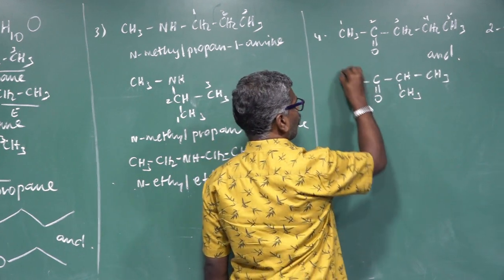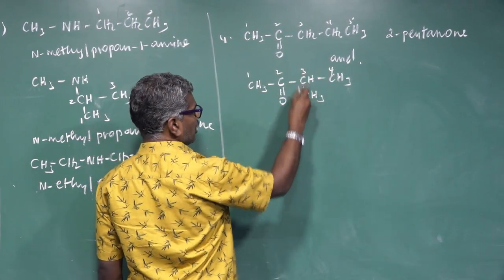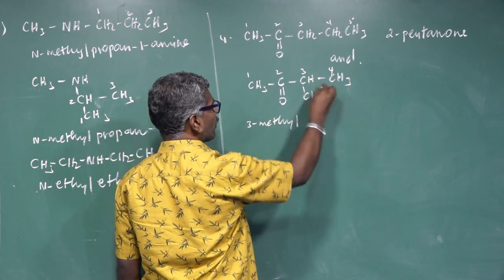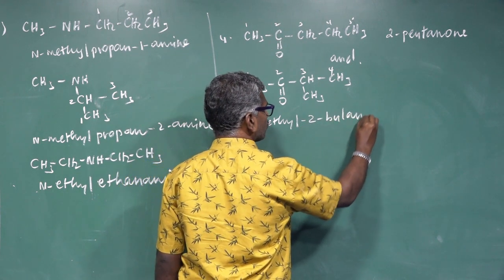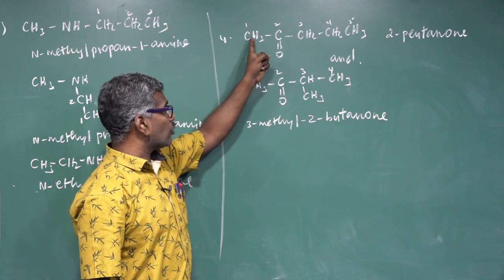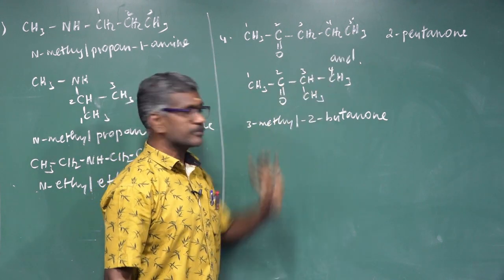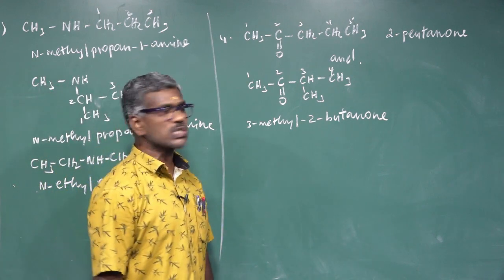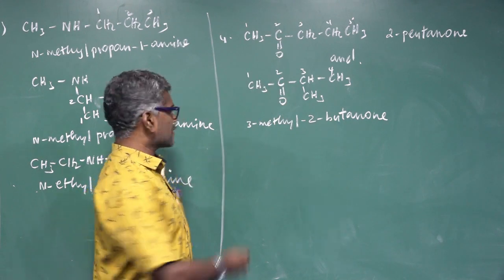This one is 1, 2, 3, 4. In the third position there is a substituent, 3-methyl. The remaining carbon atoms are 4 carbons, so 3-methylbutanone. In both compounds, totally how many carbon atoms? 1, 2, 3, 4, 5. Same number of carbon atoms, same number of hydrogen atoms, same number of oxygen atoms. This is another example for metamerism.